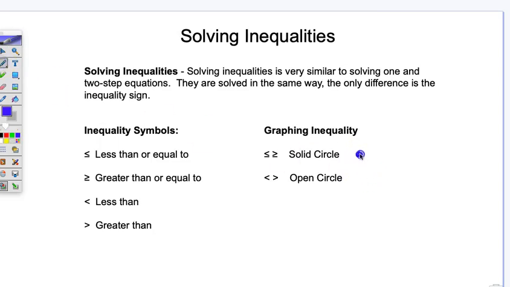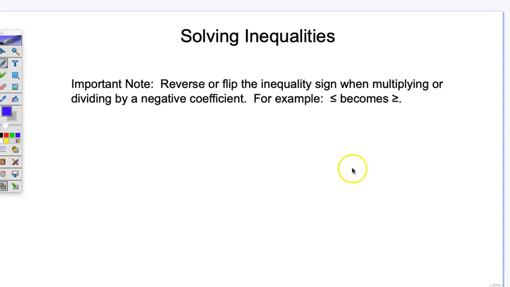So a solid circle just means you're going to fill it in, which includes the answer, where the number is on the number line. An open circle would look just like this, and wherever the open circle is, that does not include an answer. So let's look at some examples, and then you'll begin to understand how these work.